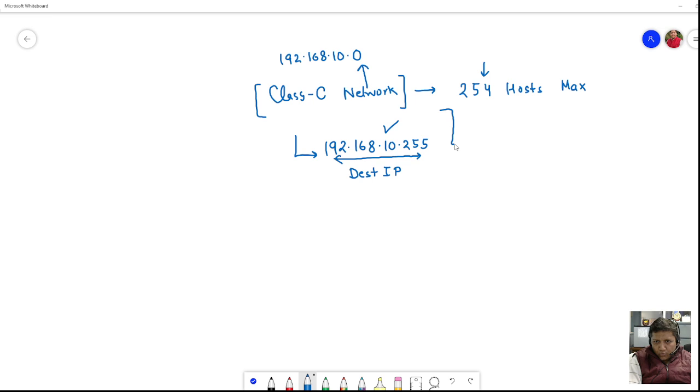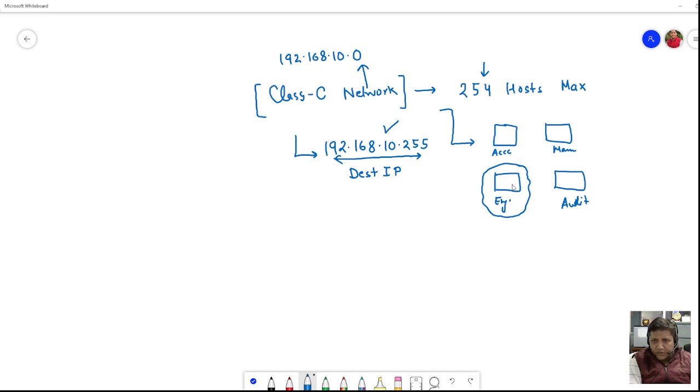Now let's assume that I don't want to do that. Suppose this class C network is, say, one company or one organization, and that organization functions in 4 different departments, maybe accounts, management, engineering, audit, 4 different departments. So if I say that the engineering people want to limit their broadcasts to the nodes in the engineering department only, the audit people want to limit their broadcasts among the nodes in the audit department only, and so on and so forth.